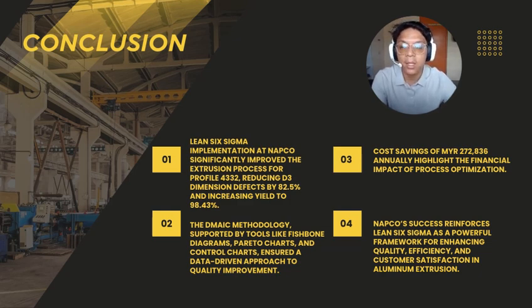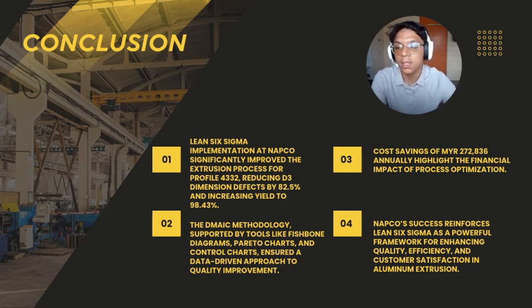The DMAIC methodology was key. Tools like fishbone diagrams helped us identify root causes, Pareto charts prioritized our efforts, and control charts ensured we sustain our gains. This data-driven approach eliminated guesswork and delivered measurable results. Financially, the project turned a 330,000 loss into 272,000 in annual savings by cutting rework costs. This shows Lean Six Sigma isn't just about quality, it's about making the business more profitable.